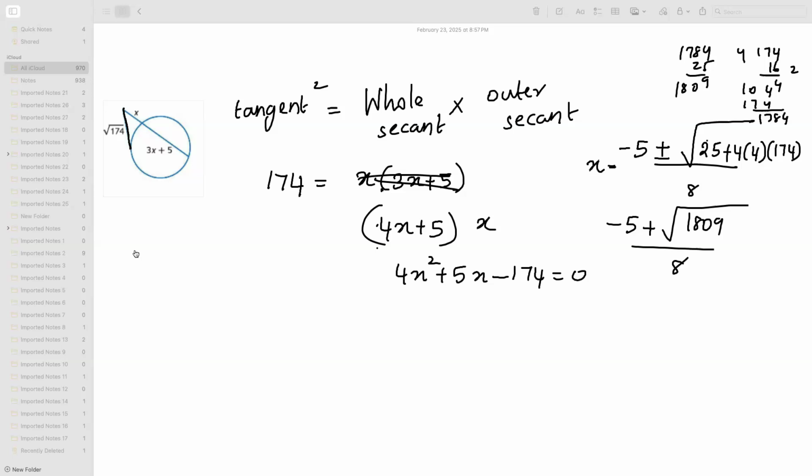4x plus 5 times x, correct? Yeah, I'm also getting that, but that seems incorrect. Why? 4x plus 5 times x, correct. That will be equal to 4x squared plus 5x minus 174. But 1809 doesn't seem to be a perfect square. 40 is okay, 50 is 2500, 45 is 20. So between 41 and 42.